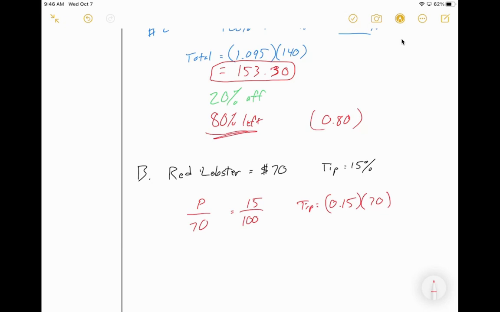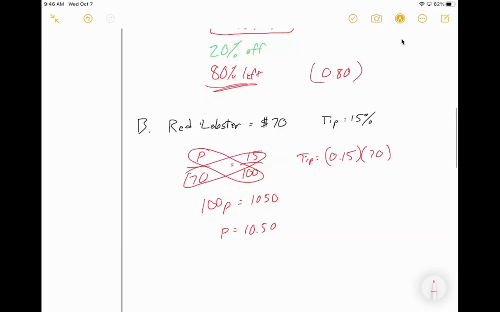All right, so here we go. 100p is equal to 70 times 15, which is 1050, which means p is equal to $10.50. Remember, this is the tip. That is not the total, okay?